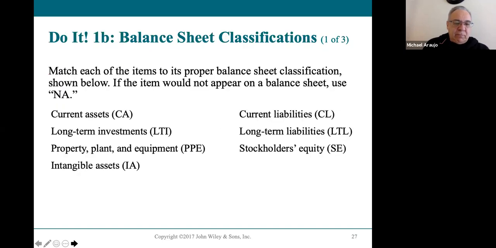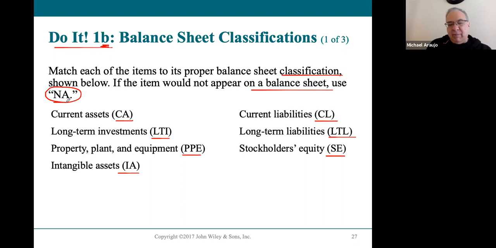Okay. So then this little part, 1B, wraps up with, now that you know everything about the classified balance sheet, can you classify the accounts as either a current asset, long-term investment, property, plant, and equipment, intangible asset, current liability, long-term liability, or a stockholders' equity account? Or if you see an account and it doesn't belong on the balance sheet, you will see, nah. Maybe I over dramatize it a little bit.